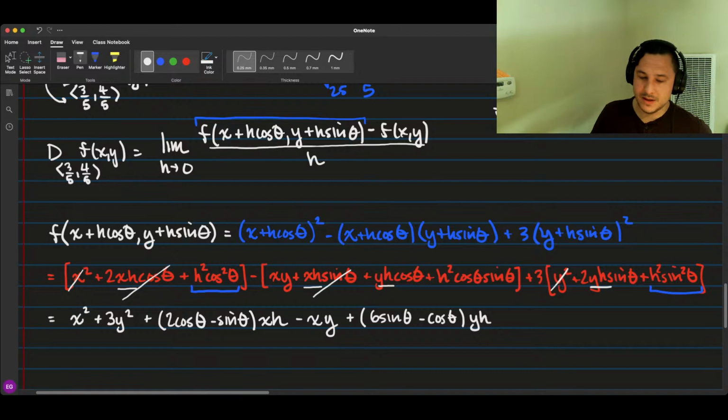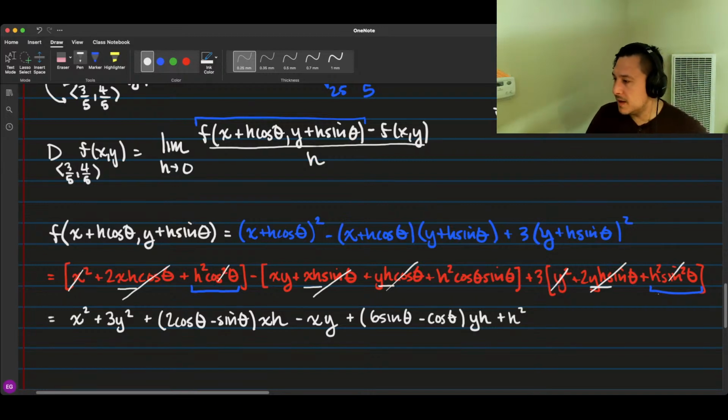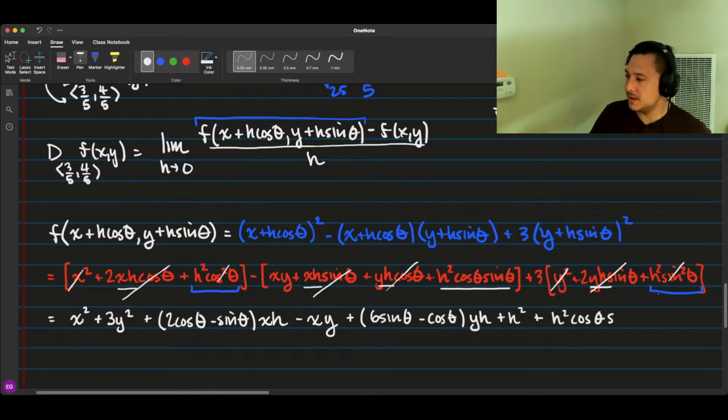Oh, I see what's going to happen. Okay, cool. So then that one's done, and then that one's done. And then we already dealt with those h squared terms. And that would be those. Okay, then you have this one, so plus h squared cosine theta sine theta.